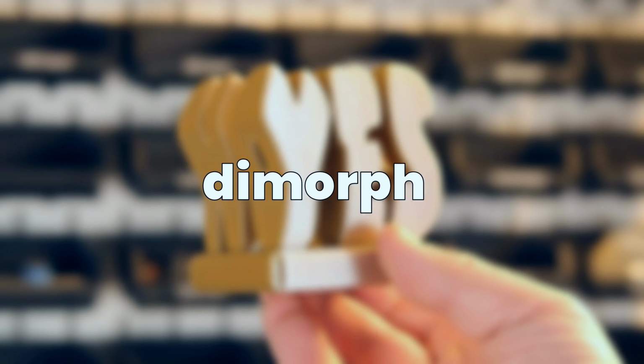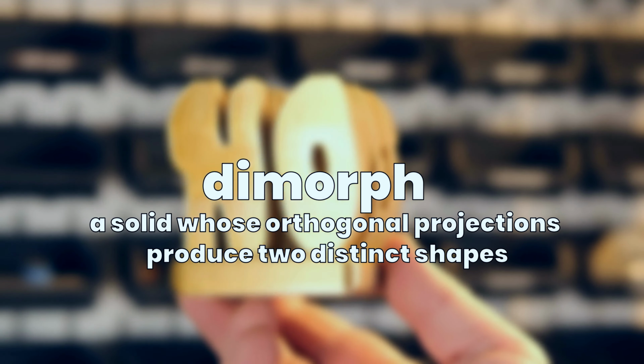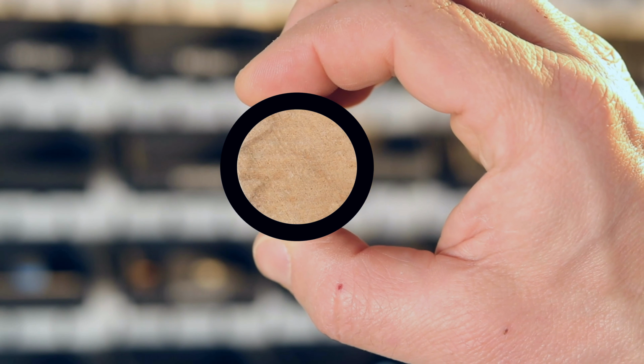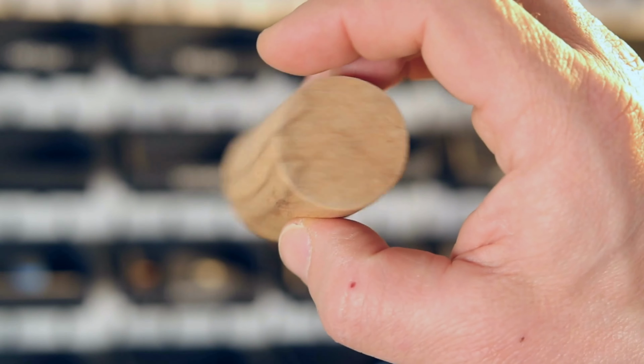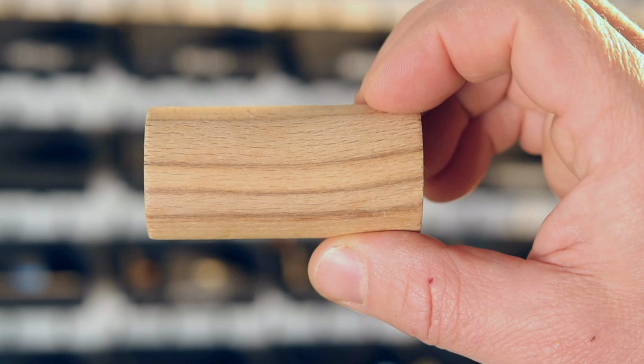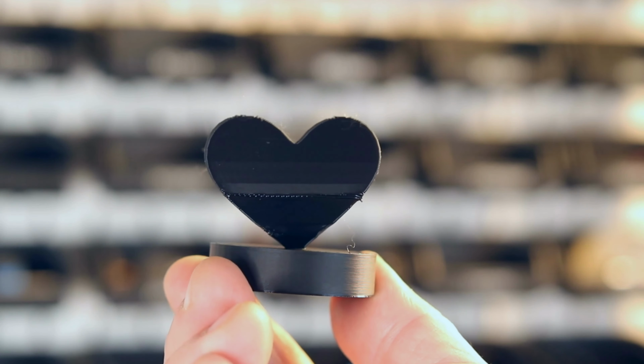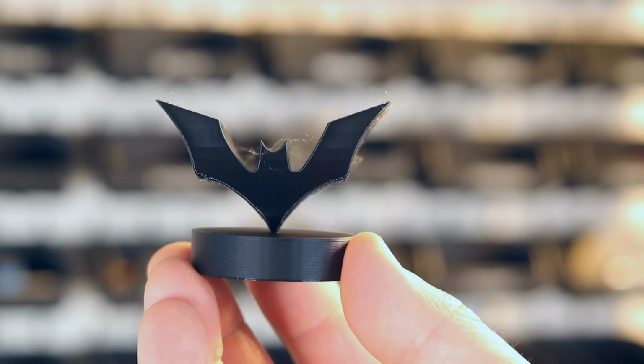A dimorph is a solid whose orthogonal projections produce two distinct shapes. A simple example is a cylinder. Viewed from above, the silhouette is a circle. Viewed from the side, the silhouette is a rectangle. Dimorphs use the same idea, but the silhouettes are designed intentionally.